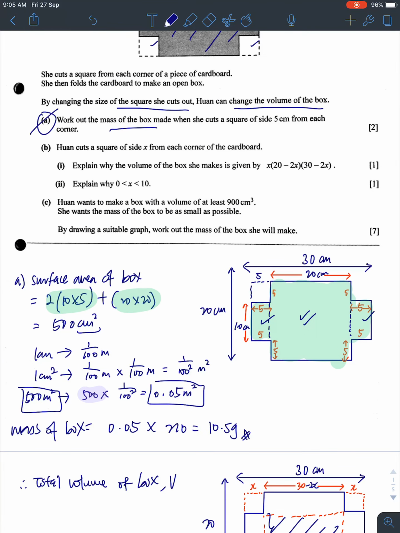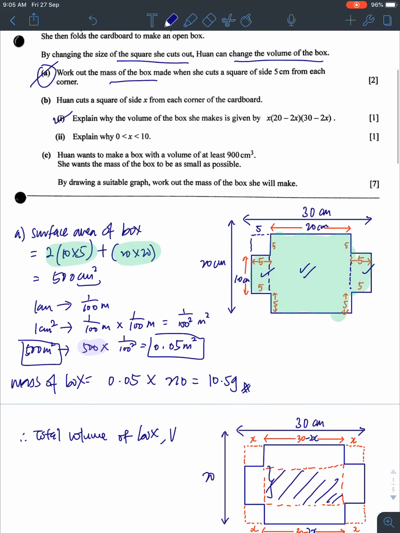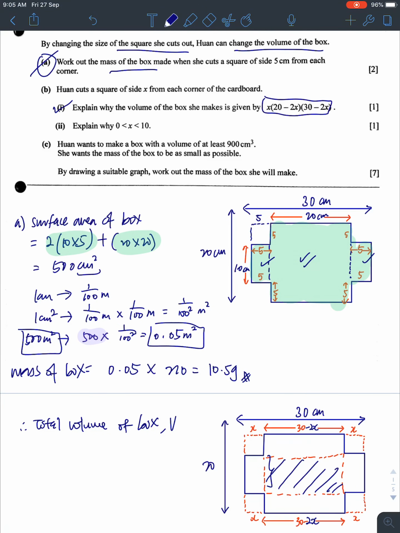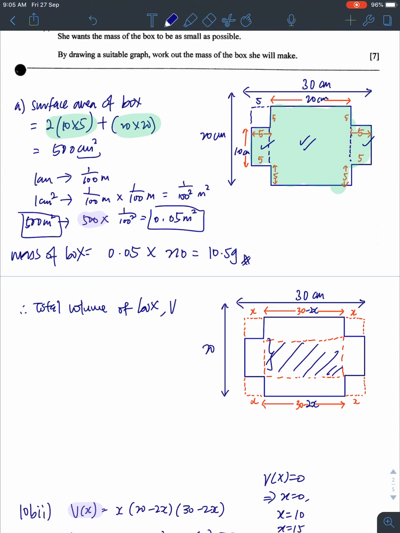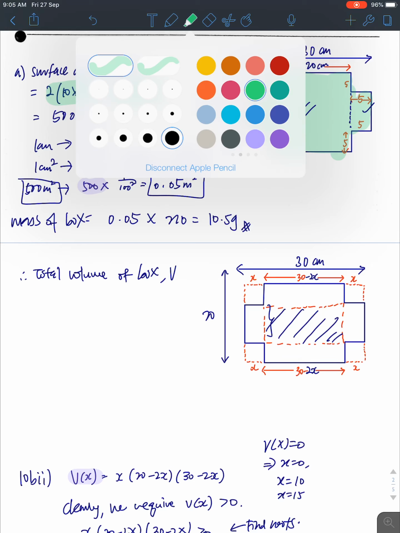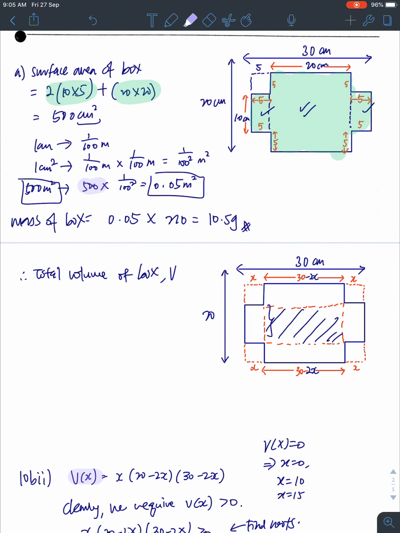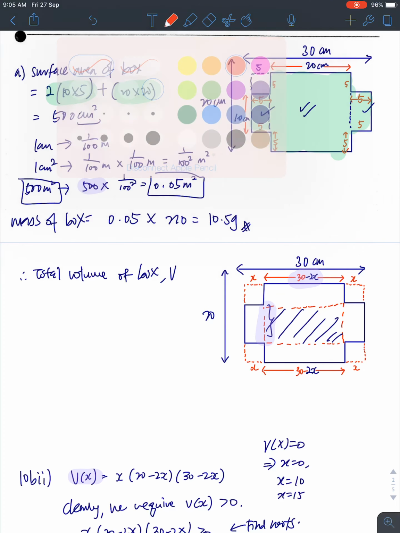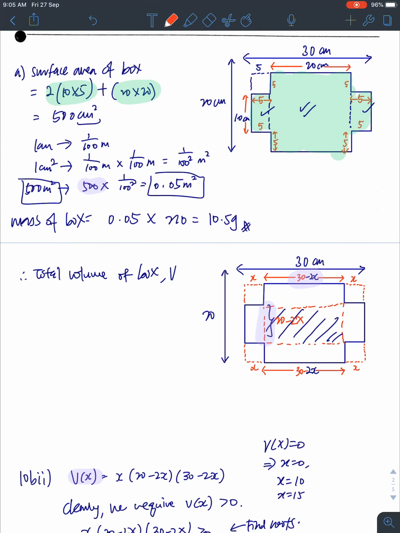So we are done with the first part, which is relatively simple. Let's look at the second part. Part B: she cuts a square of side x cm from each corner. Now we would like to explain why the volume of the box is given by this expression over here. As you can see, if the side of the square being cut out is x cm, we would get a resultant length of 30 minus 2x, and this length over here is given by 20 minus 2x. Am I right?